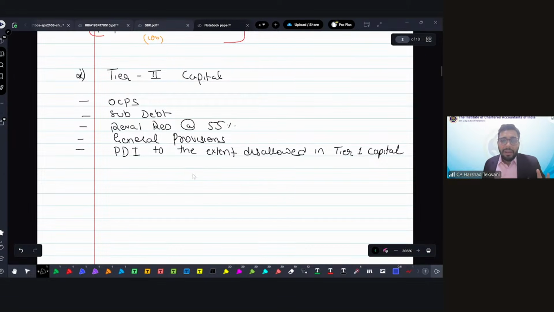And why are we reading this? Why are we going into the formulas? Why are we understanding the formulas? The reason is that as an auditor, we are required to report whether the required level of tier 1, tier 2 capital was met or not.